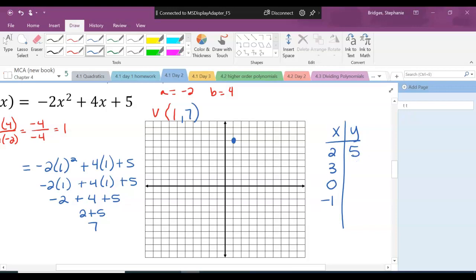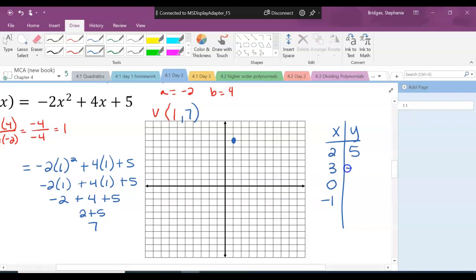And we're going to do the same thing here. 3 squared is 9. -2 times 9 is -18. 4 times 3 is 12. -18 plus 12 is -6. -6 plus 5 is -1.